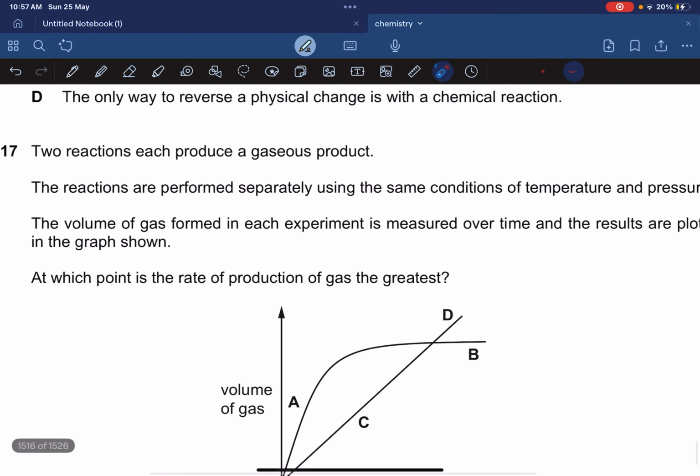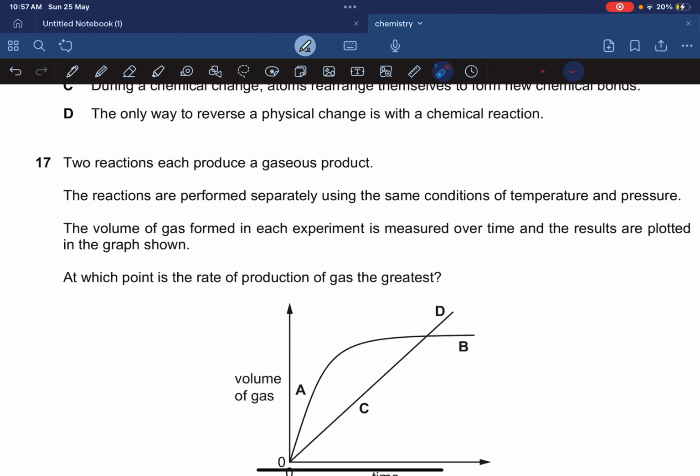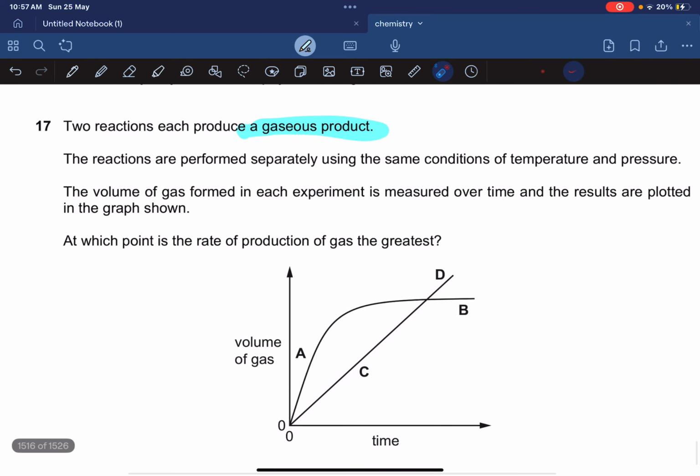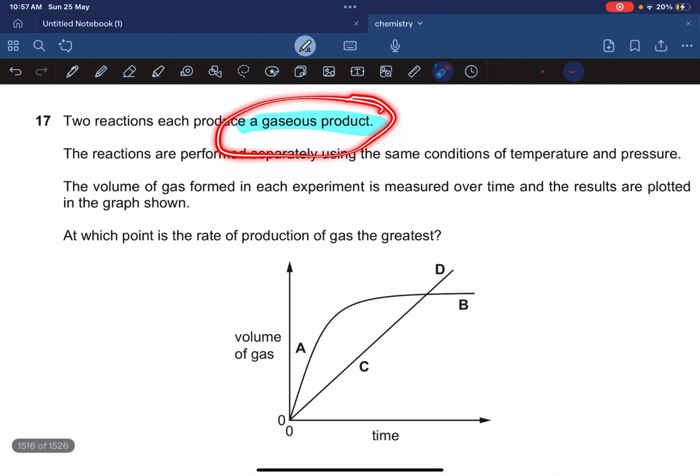Okay, moving on. Question number 17. Two reactions each produce a gaseous product. Why do we care about the gaseous product? Because if you read the question properly, if you apply pressure, it's going to have an effect if it's a reversible reaction. Because for gases, pressure affects the rate of the reaction.